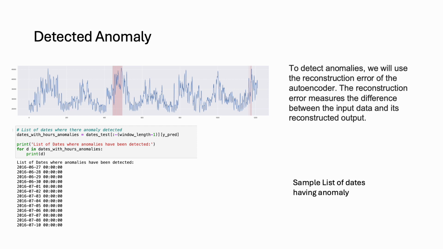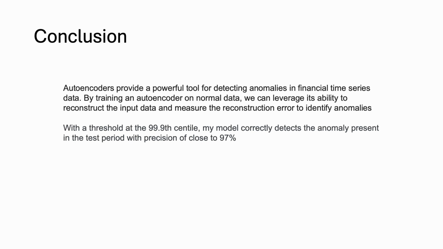Hence, we've concluded building this whole solution, starting from the data pre-processing, ending up to detecting the anomaly within the data set. To conclude, with a threshold at 99 percentile, this model that I have developed gave me a precision of close to 97% for the anomaly detection of the data. That's all that I have.